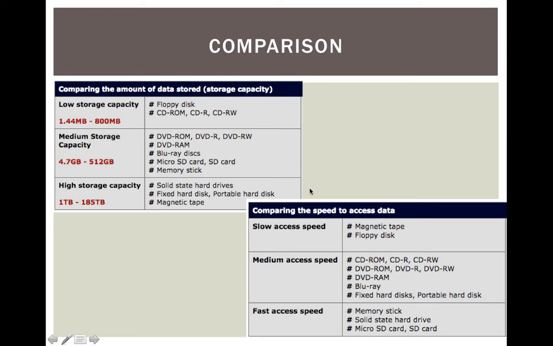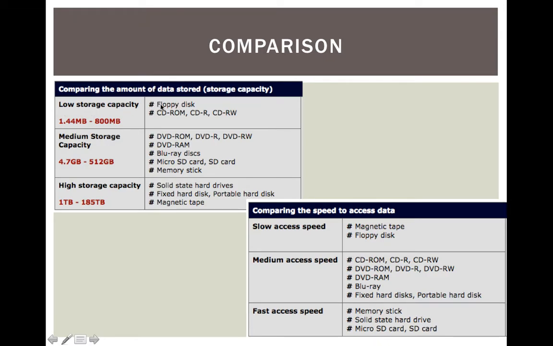Okay, so a comparison here from the different types of media, from magnetic all the way through to the different optical discs and so on and so forth. And these two tables are just comparing on two elements. This table compares on the amount of data stored, the capacity, and this one compares on the speed of access. Now, if you visit ICT Lounge, you can also see comparison tables for the price or the portability of these devices.